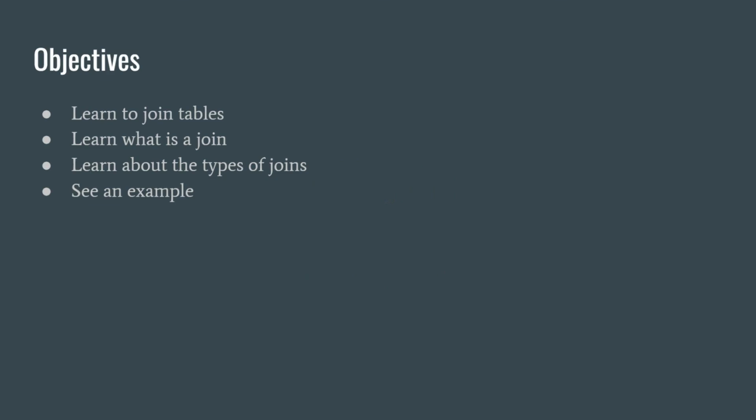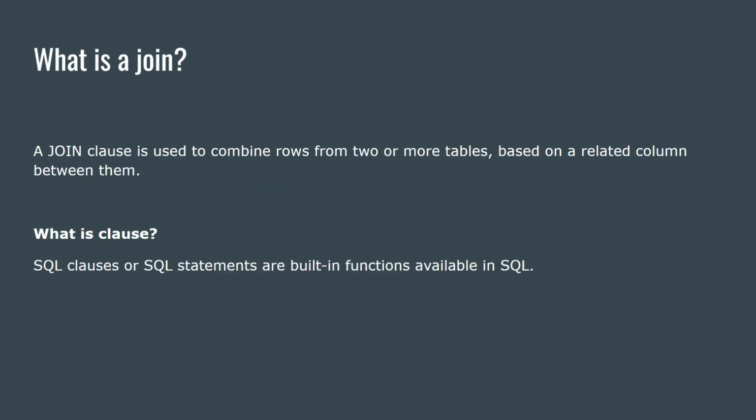For this video I have four objectives for us. These are: learn to join tables, learn what is a join, learn about the types of joins, and we'll also see an example in which we use join. So what is a join? A join clause is used to combine rows from two or more tables based on a related column between them.